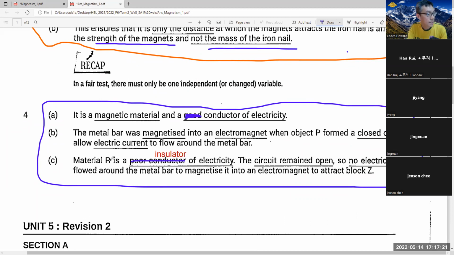Then next, part C is material R is an insulator. You notice I cancel this part. Don't put poor conductor, because insulator means does not allow electricity to pass through at all. It's an insulator of electricity. The circuit remains open, so no electric current flows through the metal bar to magnetize it.